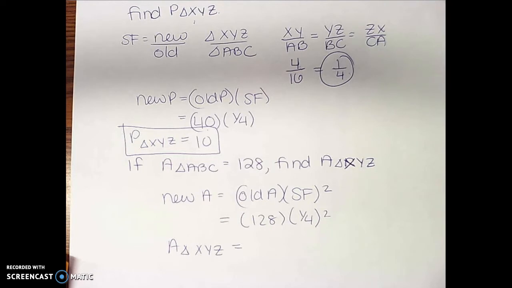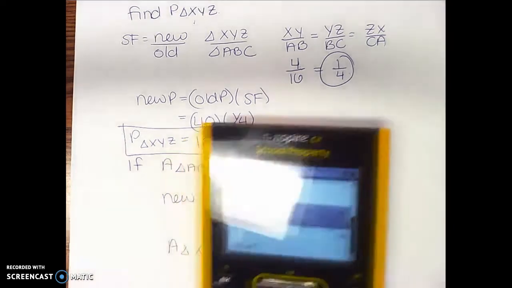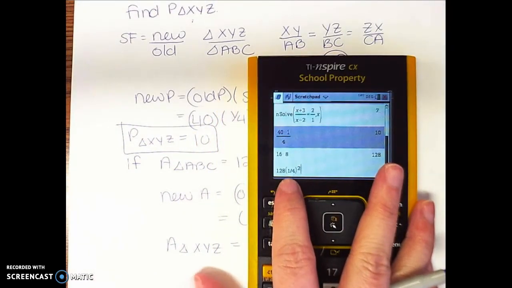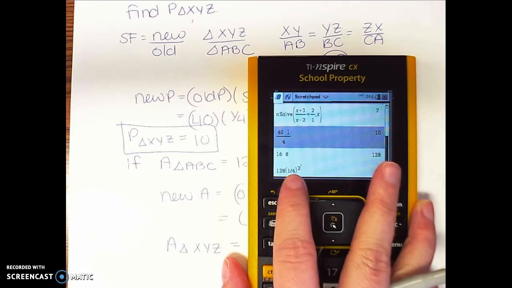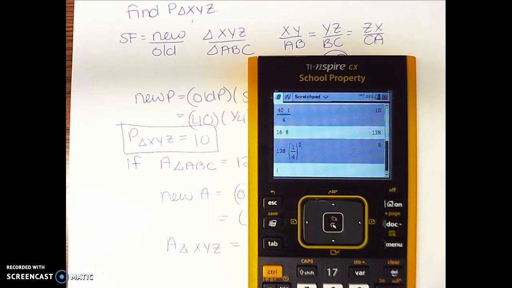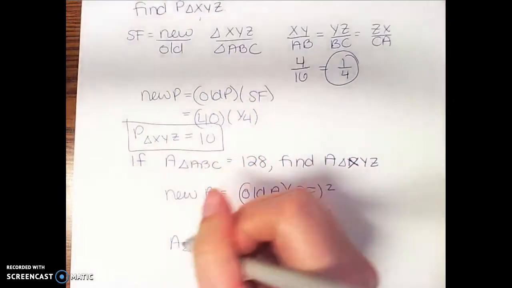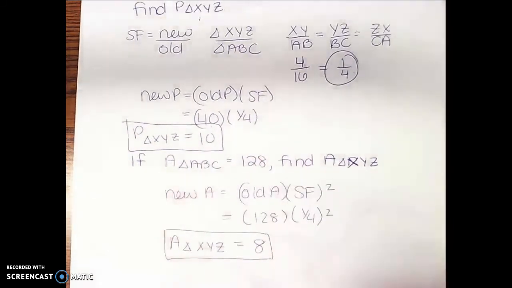in parentheses, 1/4 squared. So that looks like this in our calculator. 128 times 1/4 squared, and that 1/4 is in parentheses. And I get that my new area is 8. Again, that makes sense. My area should be getting smaller.